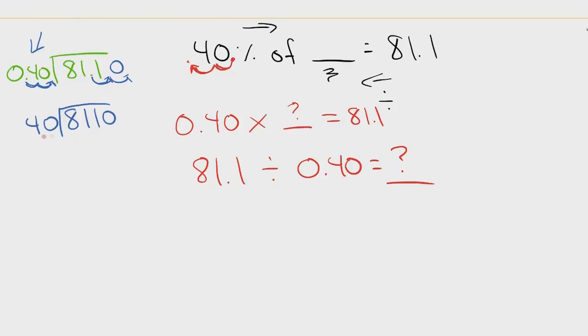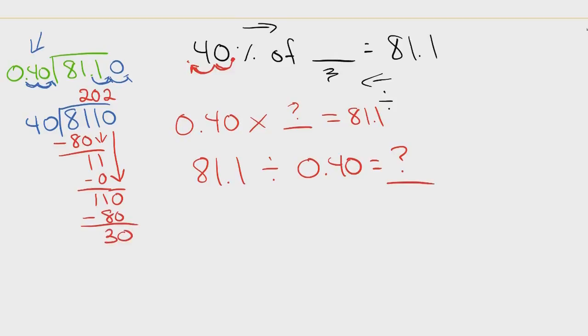40 does not go into 8, but it goes into 81 2 times. That becomes 80. We subtract, we get 1. I bring down the 1, we get 11. But 40 can't go into 11, so I put a 0. I subtract, I get 11. I can bring down the next 0, and I get 110. 40 goes into 110 2 times. That becomes 80. I subtract, I get 30.